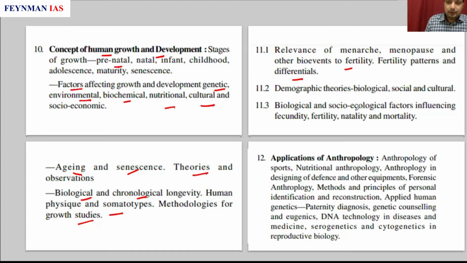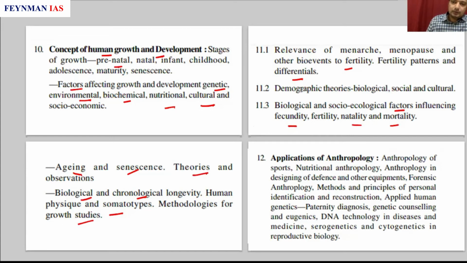And also, if you see towards 11.3, even factors. What factors influence them? Okay, various socio-ecological factors, so biological factors, social factors, cultural factors. How do they influence them? Not only fertility, fecundity, but also natality, so birth rate and mortality, that is death rate. Okay, these things are studied.